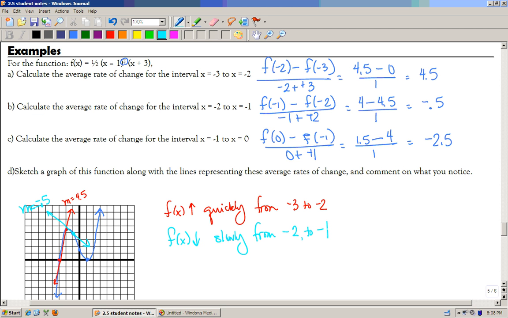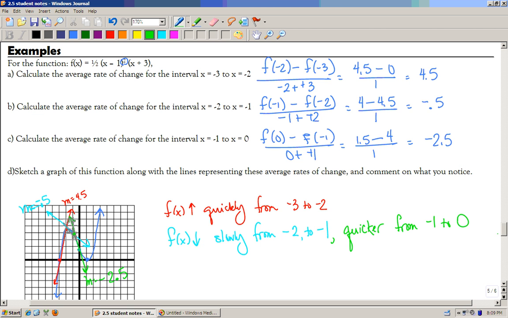We can do the same thing looking from -1 to 0. We connect those points at x equals -1 and x equals 0. Notice the line is also going down. That has a negative slope, and we already calculated that to be -2.5. So it's still decreasing, and it's decreasing quicker than it did before, from -1 to 0.